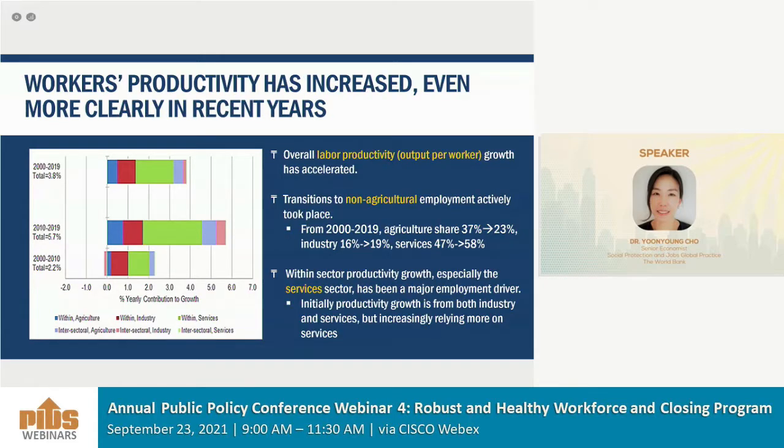Workers' productivity has increased quite a bit, and it was even clearer in recent years. So we divided the 2000 to 2019 period into two periods: the first period of 2000 to 2010, and 2010 to 2019. If you can see the green bars, they have expanded quite a bit, meaning that the productivity of workers in the service sector has increased quite a bit. Overall labor productivity, measured as output per worker growth, has accelerated. Transition to non-agriculture employment activity has also increased. Within-sector productivity growth, especially in the services sector, has been a major employment driver.